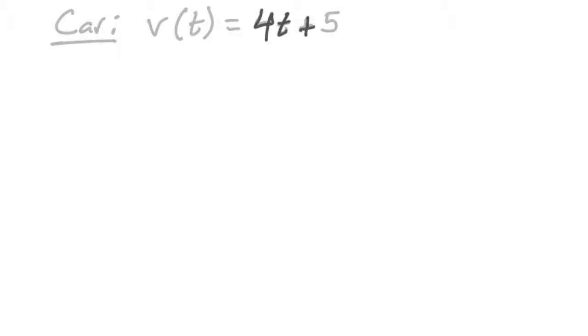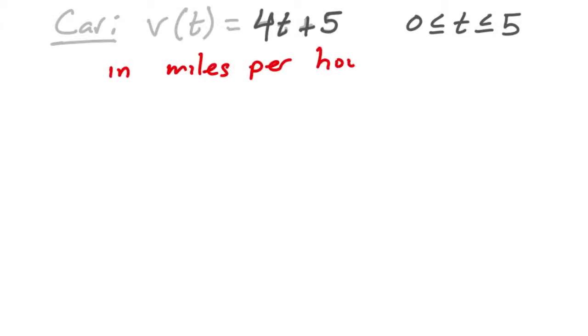Now, let's do an example. Let's say you have a particle. Let's see. Let's not make it a particle. Let's say it's a car. And this car has a velocity function of, let's make it something simple just to start off. So let's say we have this car and its velocity is explained by the function 4t plus 5 from 0 to 5. And let's say that this is in miles per hour.